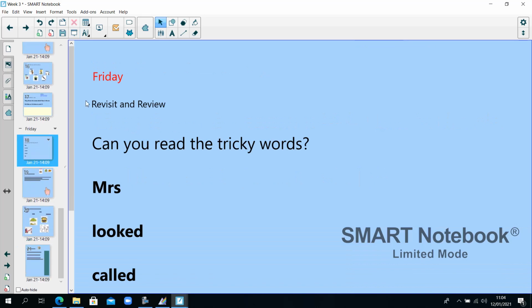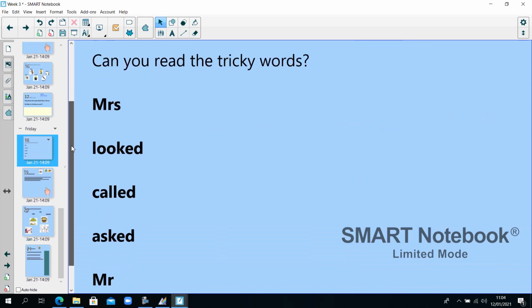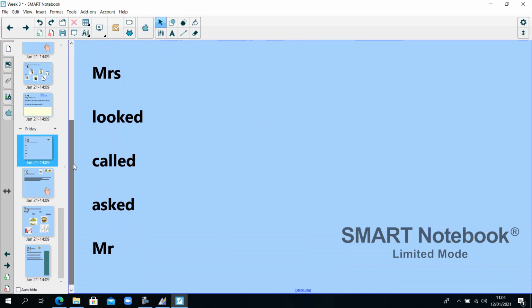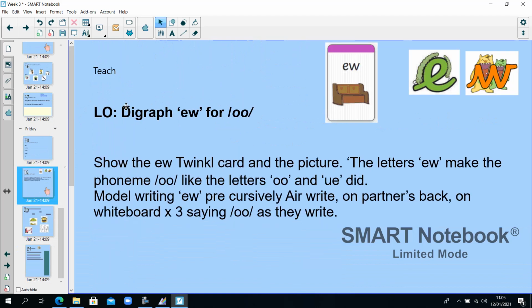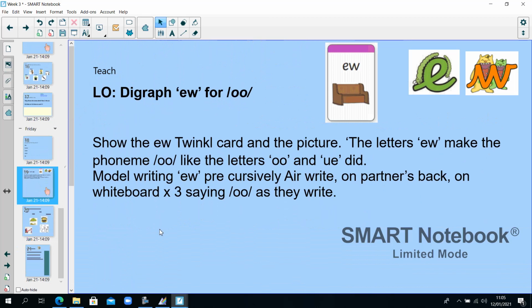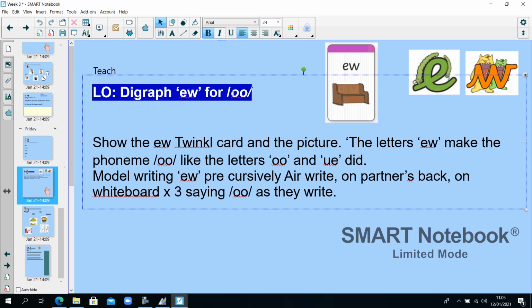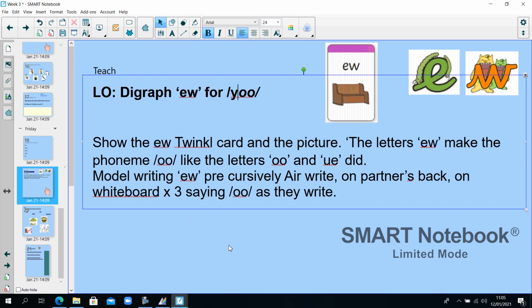Phase 5A, week 3, Friday. Try reading our tricky words for today. Mrs, looked, called, asked, Mr. Today we're looking at the EW spelling again, but whereas yesterday was for oo as in screw, today is for u as in pew. So in fact we should have a y there to show that.